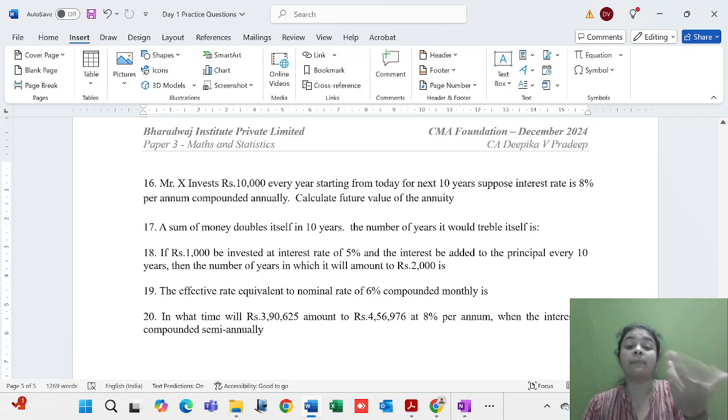17th. A sum of money doubles itself. You can directly use the rule. 72 by 10, if you do that, you will get R. The number of years it would take to triple itself. Triple means 3 times it should become. So you can calculate this on your own.